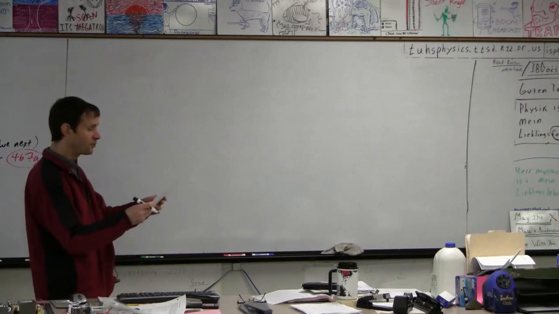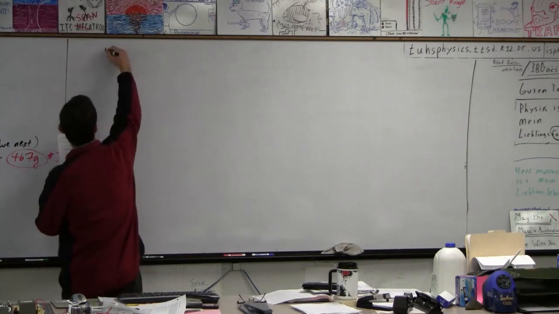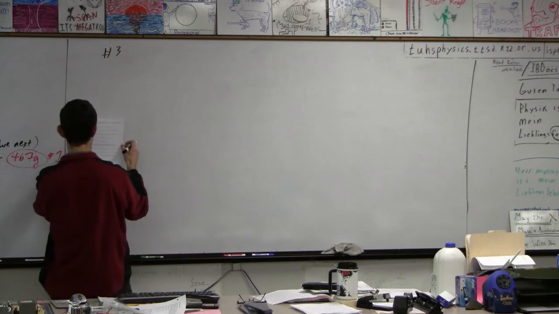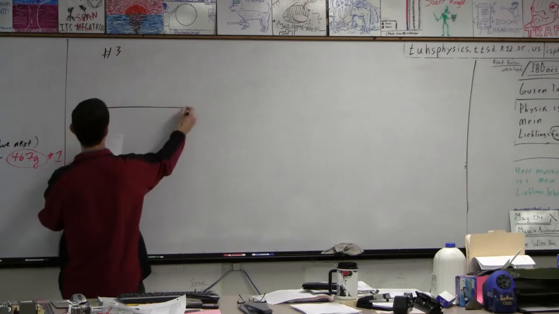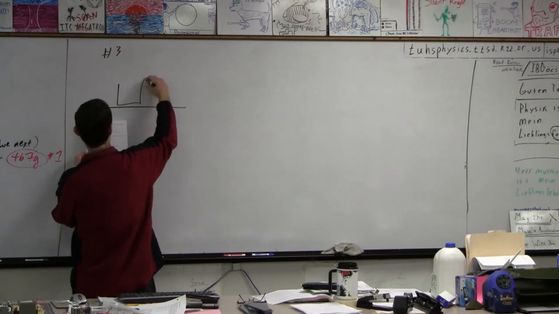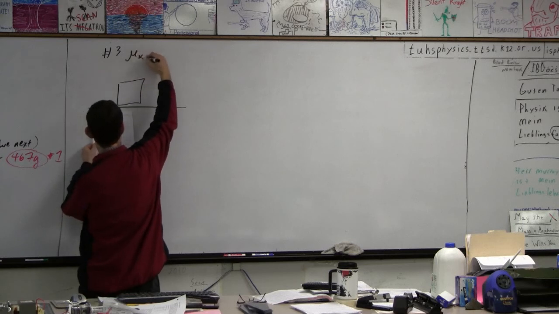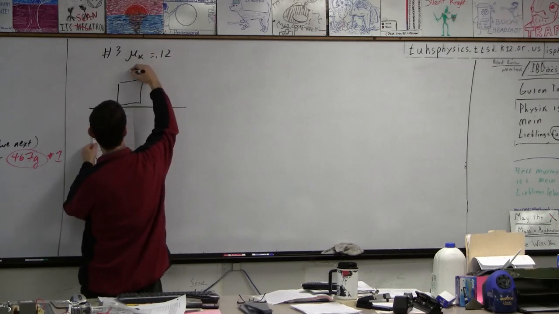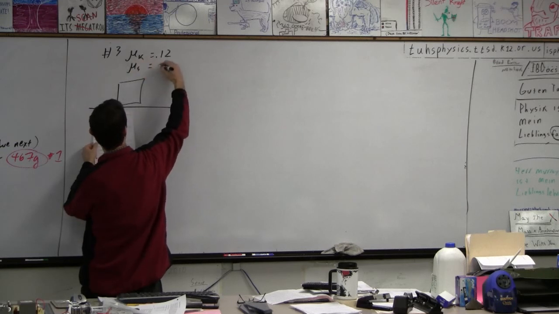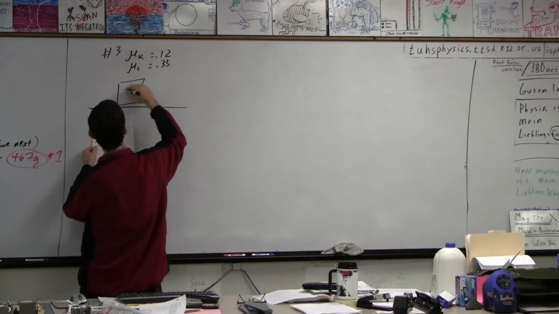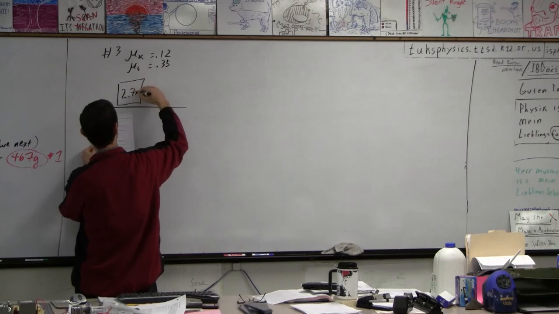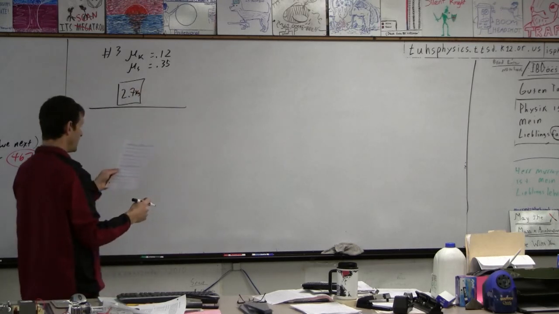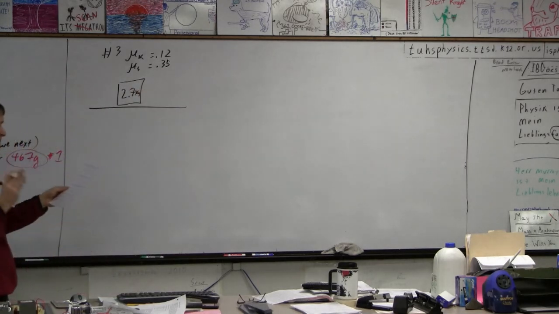This is the third question from the mock test. A box has a kinetic coefficient of 0.12 and a static of 0.35. And it's a 2.7 kilogram box, right? And the first question is what force is needed to start it moving and what force is needed to keep it moving.